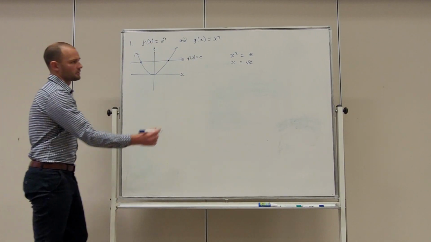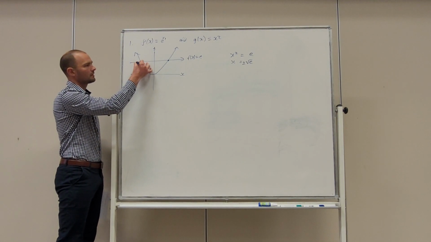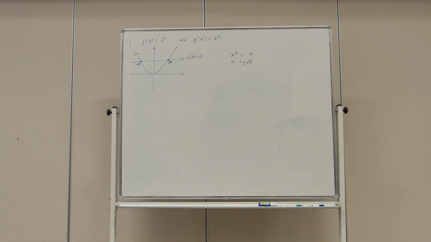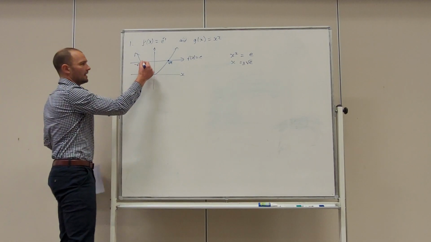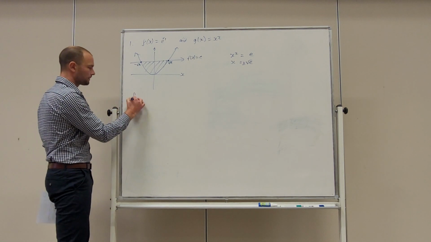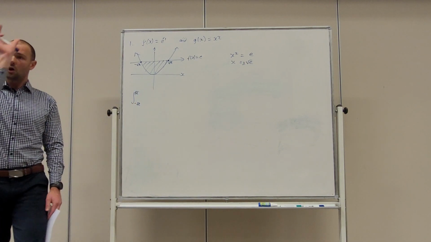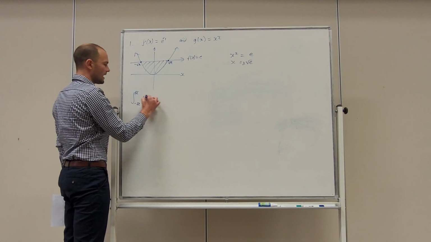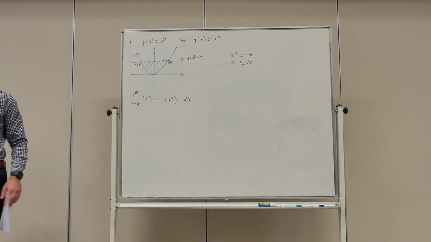Plus or minus, because we're square rooting it, there are two solutions. This is obviously the negative root e, and this is the positive root e. We can express it as root e, or as e to the power of a half. Either of those is perfectly fine. And so the area bound by these two functions is going to be the integral from minus root e to positive root e of the top function take away the bottom function. My top function is e, and my bottom function is x squared.